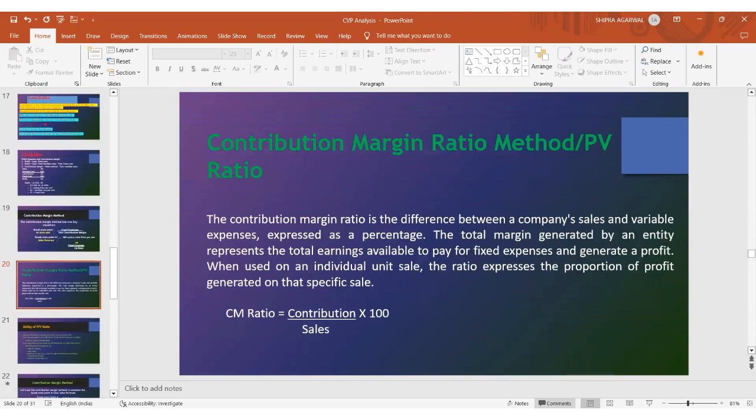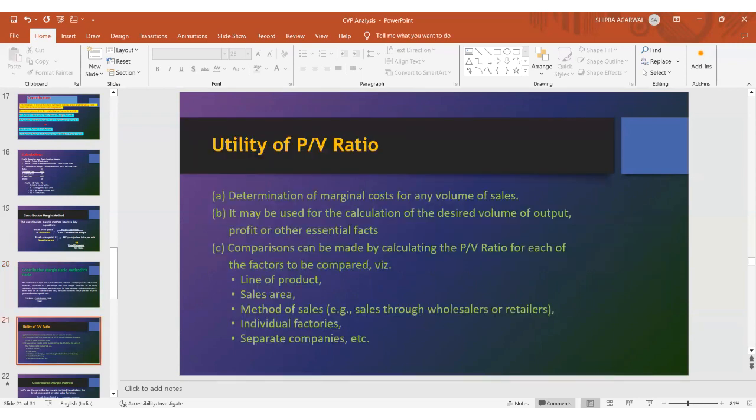Right? Now, whenever I'm talking about this, I'm continuously talking about the contribution margin ratio, which is also known as the PV ratio, or what we call the profit volume ratio. Right? So the formula for calculating this CM ratio or the PV ratio is contribution upon sales into 100. So basically, when I'm using the term contribution margin ratio, I want to know the percentage of contribution with respect to sales. So it is contribution upon sales into 100. Now, the question arises, why do we use this PV ratio?